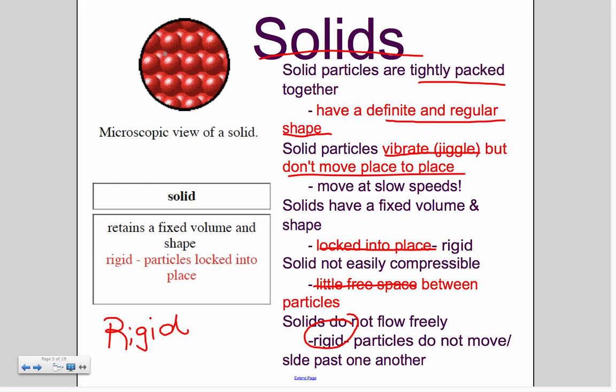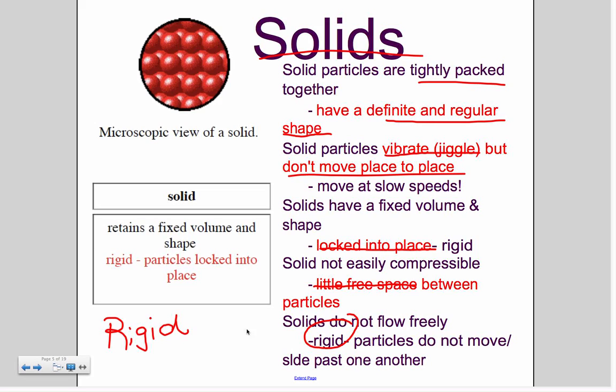So it would be like if you were in a really crowded elevator, you can still move, but you can't move around like if you were the only one in there or if there were only 2 people in there. Solid particles are locked into place. They are not easily, if at all, compressible. There's little free space between the particles.